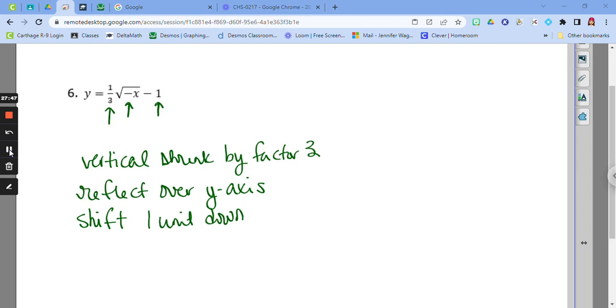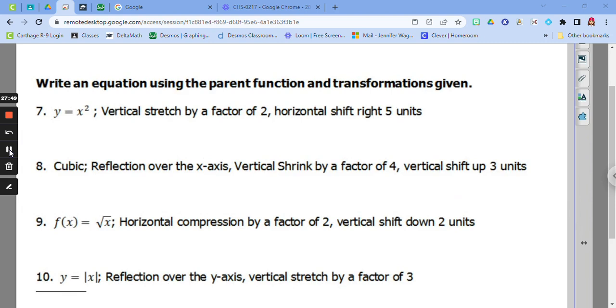All right, so now you're going to be given the transformation. Plug all those pieces into the equation. So we have this.